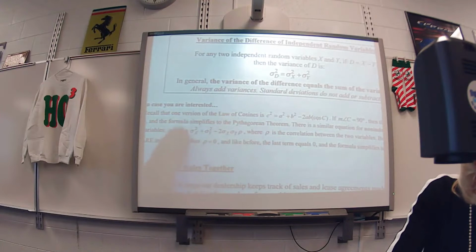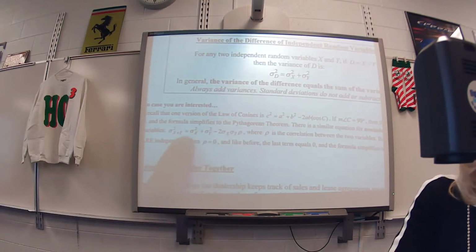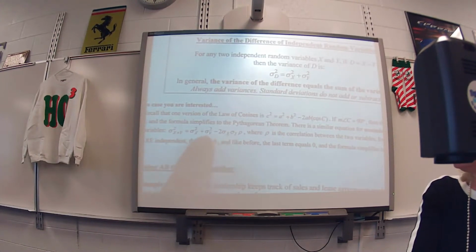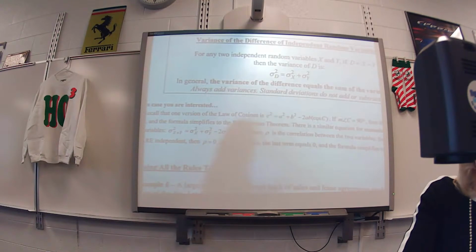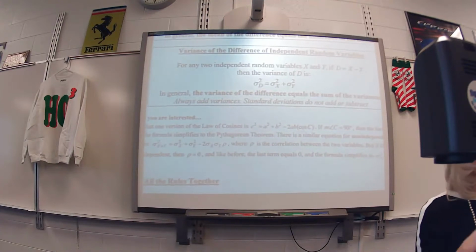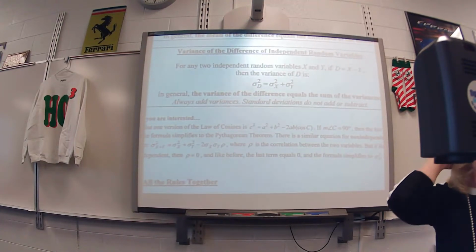This is the formula that you use for non-independent random variables. We're not going to get into that, but I think it's kind of cool that when you look at it, it really does have a similarity to the law of cosines and the Pythagorean theorem, okay? So some of you who end up in a higher level stat course in college, you might see that again.